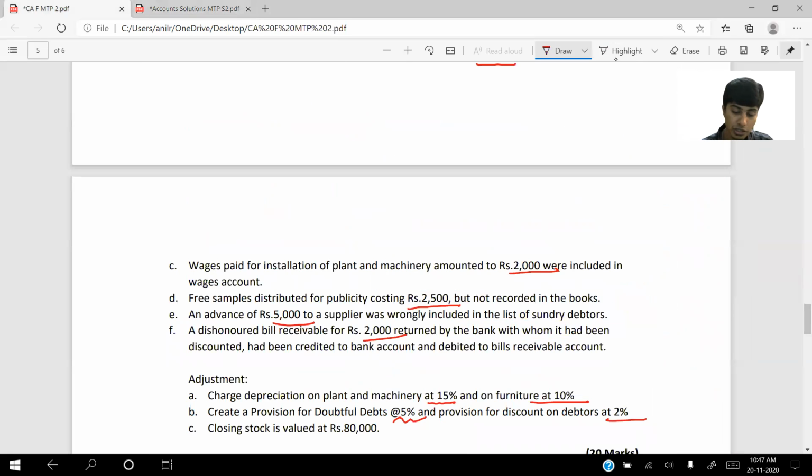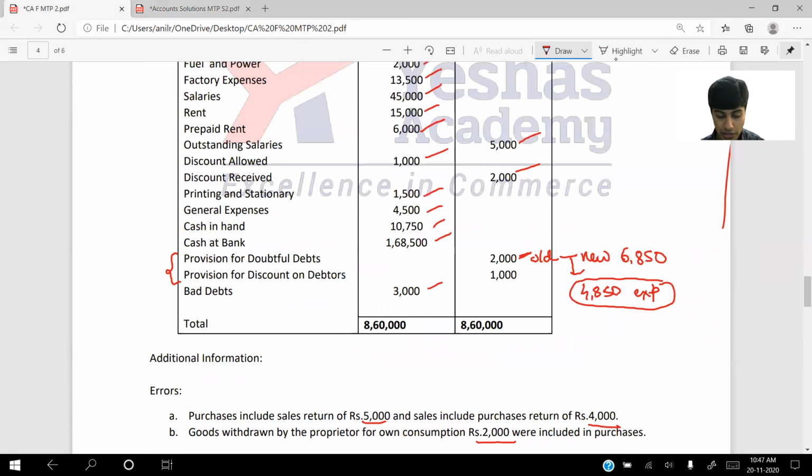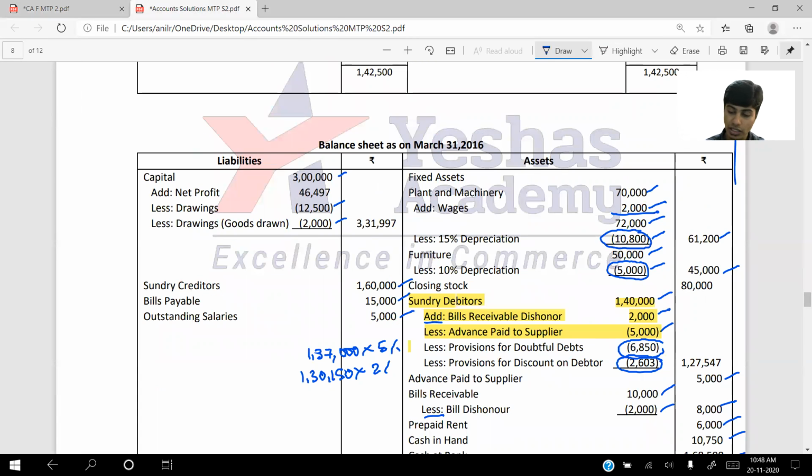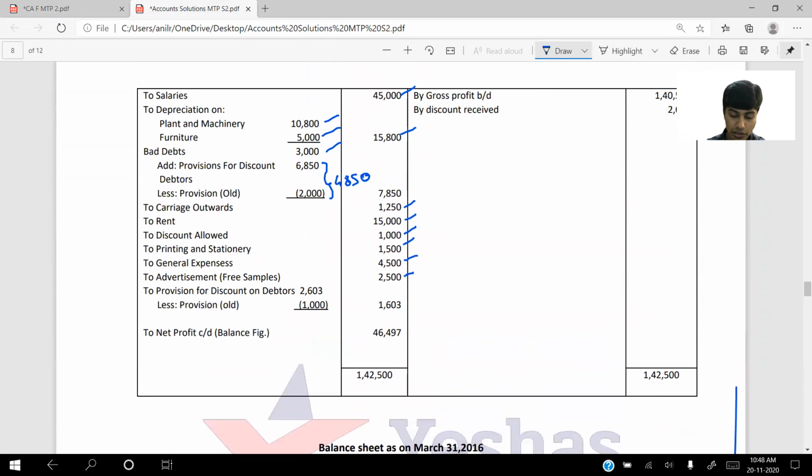But have a look in the question. Trial balance, how much is there? It is 1,000. Now how much should it be? 2,603. So how much is the expense? 1,603 is the expense. There is a provision, the money that is kept aside, 1,000. Now you are expecting it to be 2,603. The difference is the new expense. How much? 1,603. So 1,603 should have been written in P&L account debit.